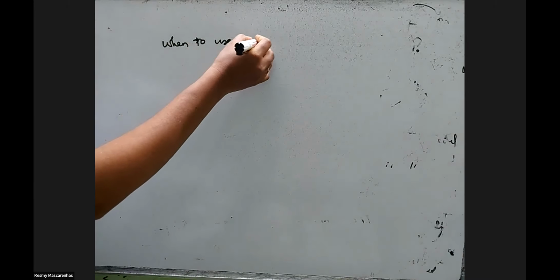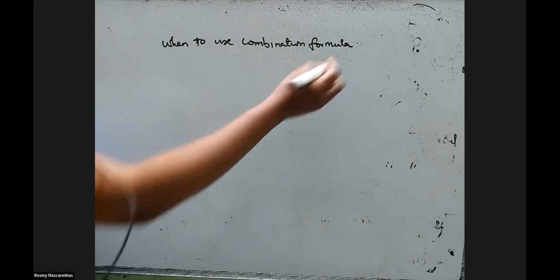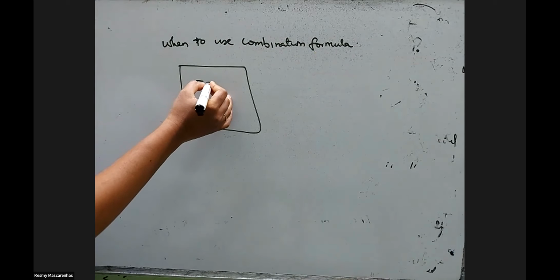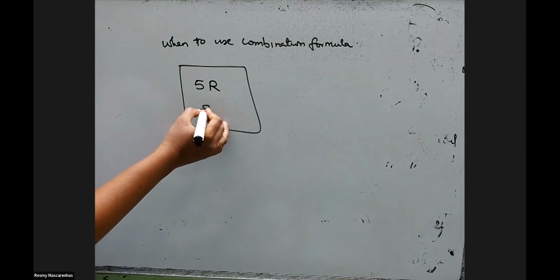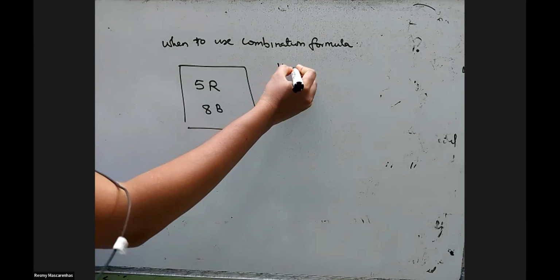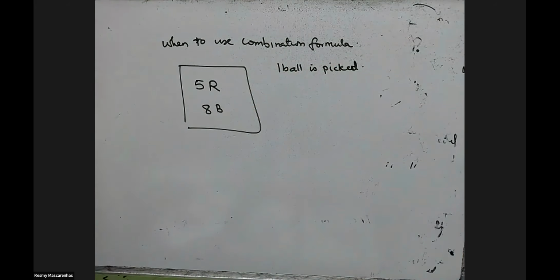Randomly, I'll just explain when to use combination. Now there's a box. Maybe there are 5 red and 8 black, suppose. This is when one ball is picked. Actually, everywhere there is combination applied, but we normally don't use it here because it is simple.